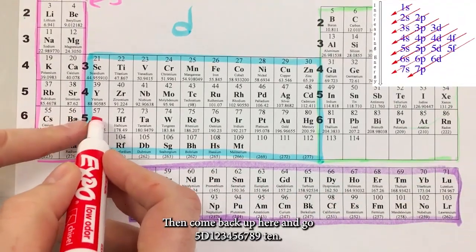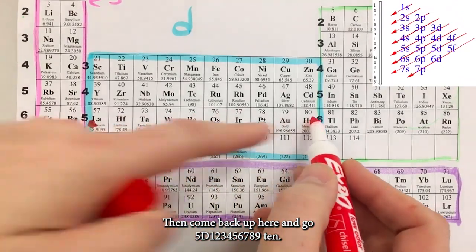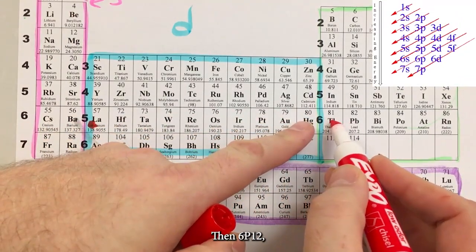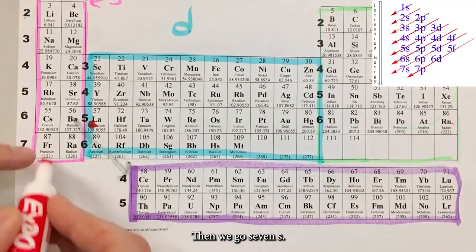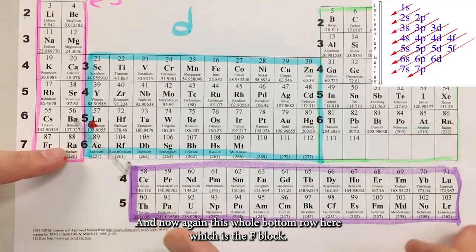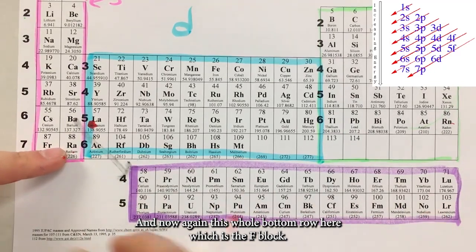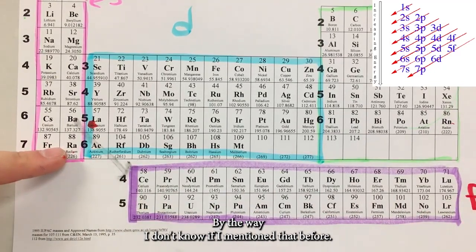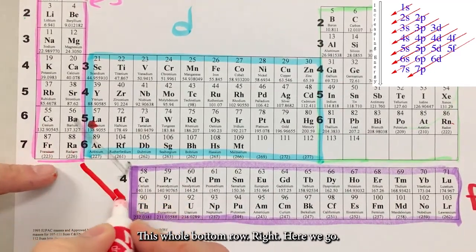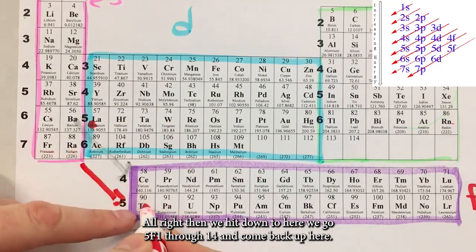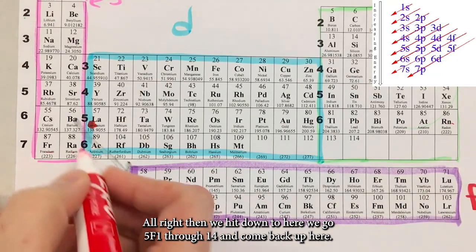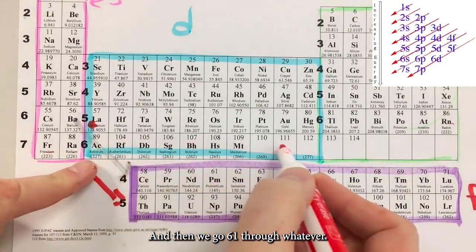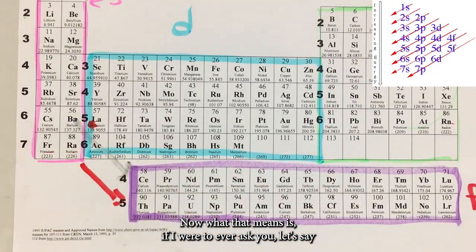and go 5d, 1, 2, 3, 4, 5, 6, 7, 8, 9, 10, then 6p, 1, 2, 3, 4, 5, 6, or 6p6, since we're not going to stop there. Then we go 7s, and now again, this whole bottom row here, which is the F block, by the way, I don't know if I mentioned that before, this whole bottom row right here, we go Ra, then we hit down to here, and we go 5f, 1 through 14, and come back up here, and then we go 6d, 1 through whatever.